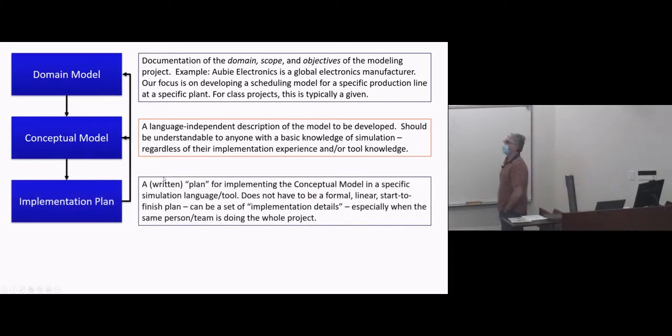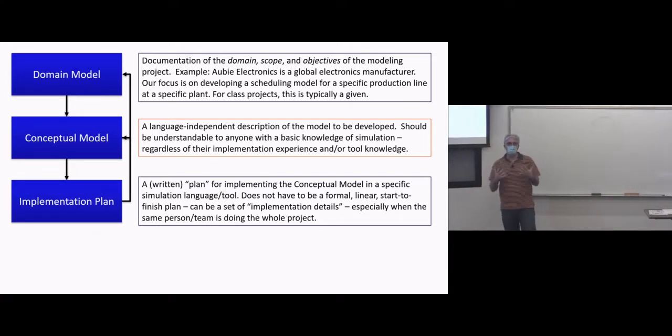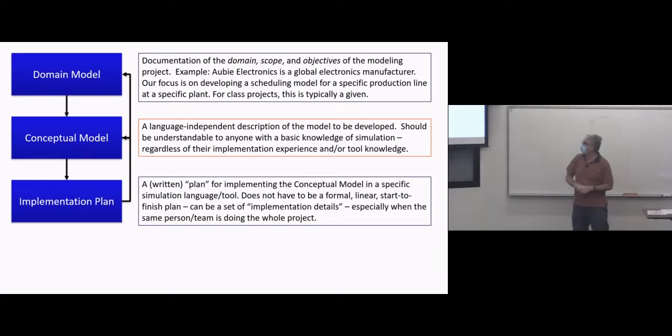Then there's something called an implementation plan. Now we're starting to think about, from the conceptual model, how I am going to do this in the language that I choose. Again, it's not linear. The exact structure of this plan really depends on who's doing everything. If you individually are doing it, or you have a big team or a small team, all of those things go into what this exactly looks like. But as I said, it doesn't have to be formal. It doesn't have to be start to finish, with the beginning of the model here and the end of the model there, as you're going to see, because I'm about to talk about this in the context of this model.